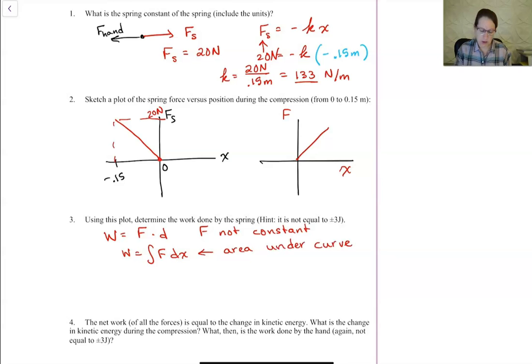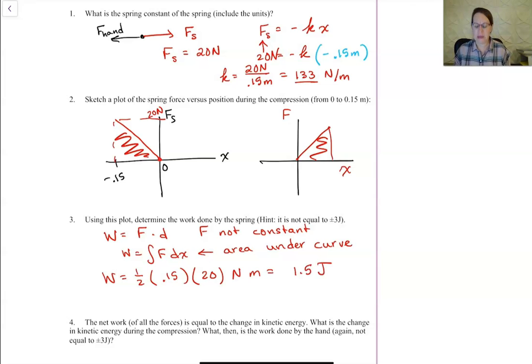The area under the curve is just this area right here, the triangle, or it could have been over here, either way. So this work is going to be 1/2 base, which would be 0.15 times the height of 20, and that'll be Newton meters. So that will be 1.5 joules.